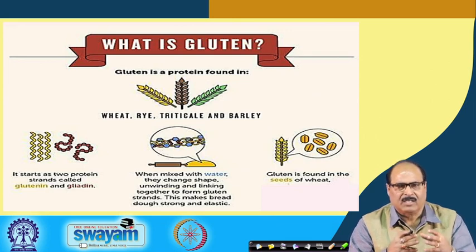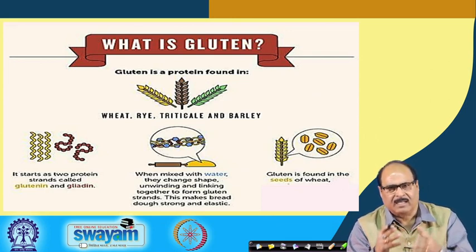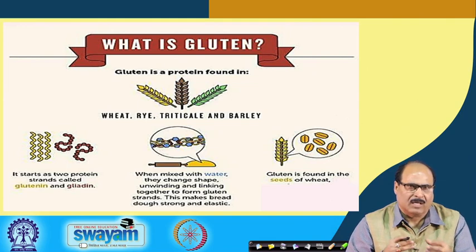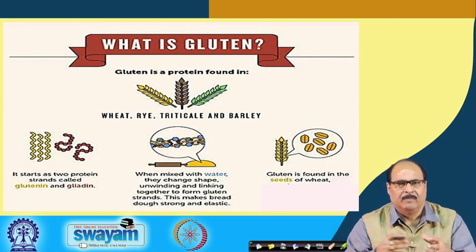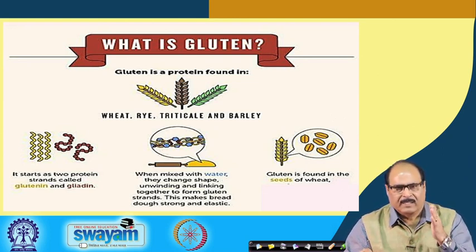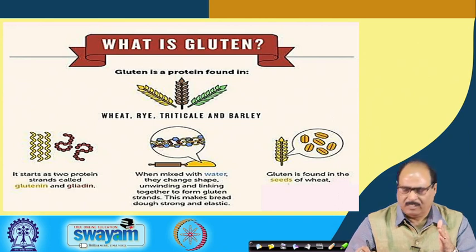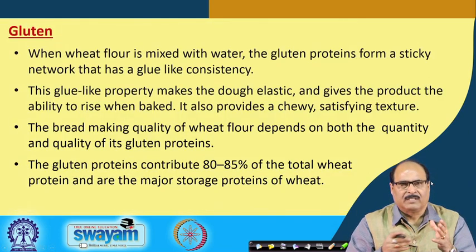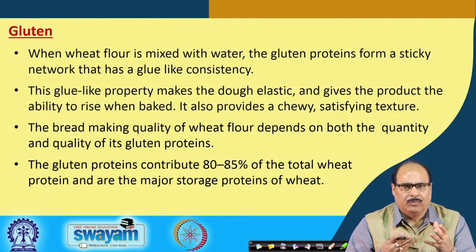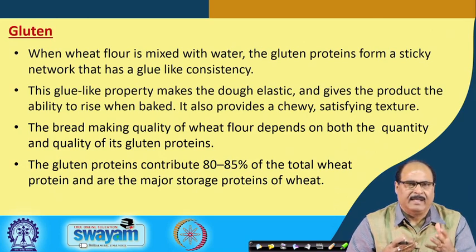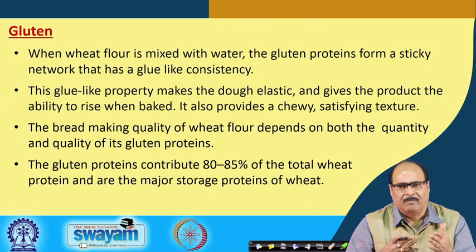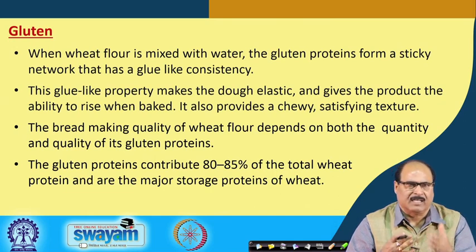In this structure, the starch and other components of the flour, and water molecules, are embedded. So, in fact, it is the characteristic protein of wheat which makes wheat a very ideal ingredient for preparation of bakery products like bread, pasta, biscuits, etc.